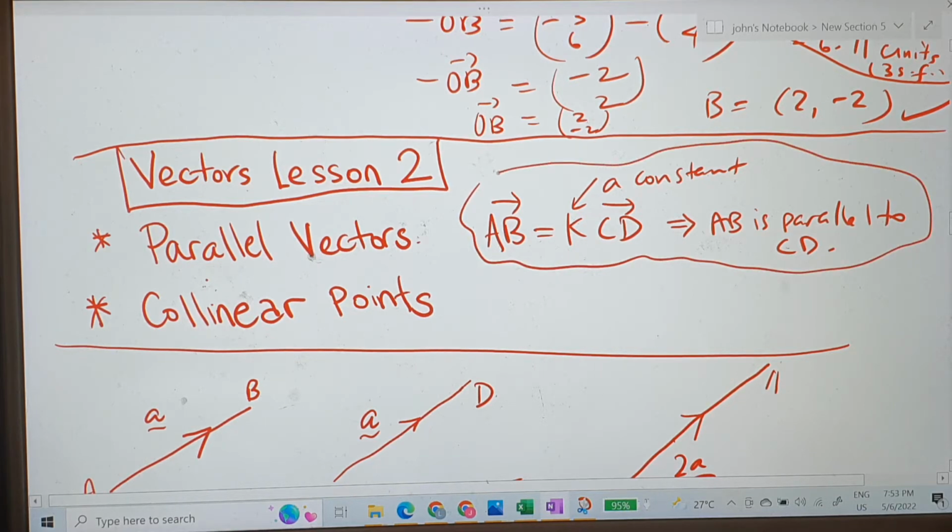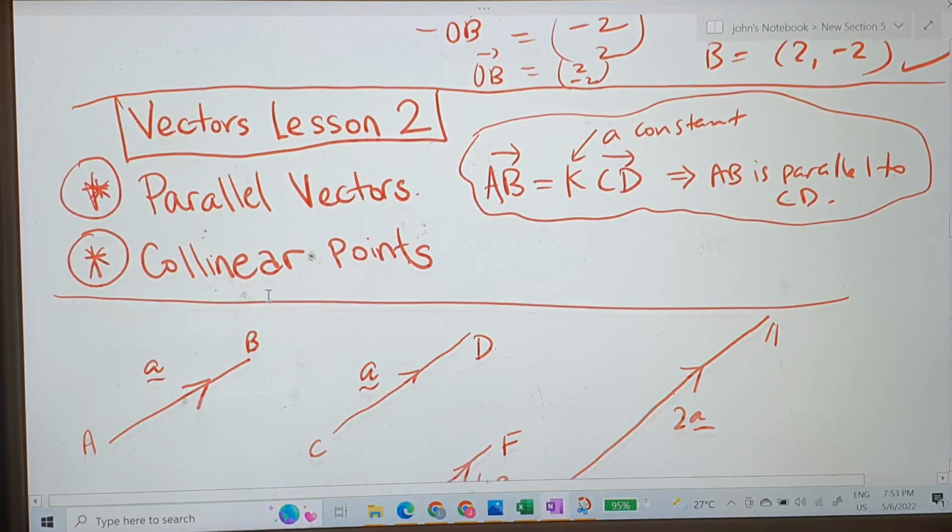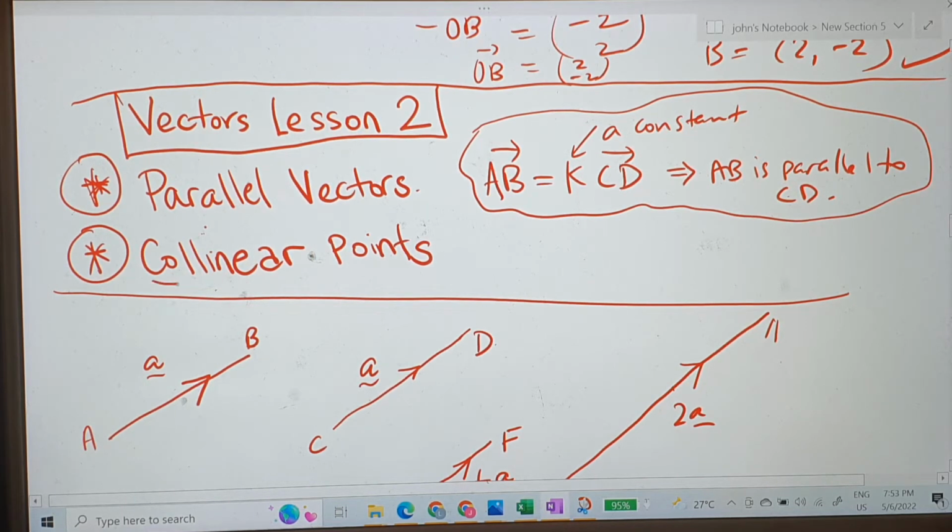Now I'm going to extend this concept a little bit more to talk about collinear points. The word collinear is actually split into two. It comes from "co" and then "linear". Linear, you know, means straight. The "col" comes from the word collective. Collectively, so it means all together they are straight.